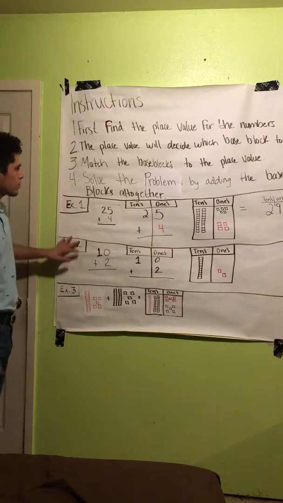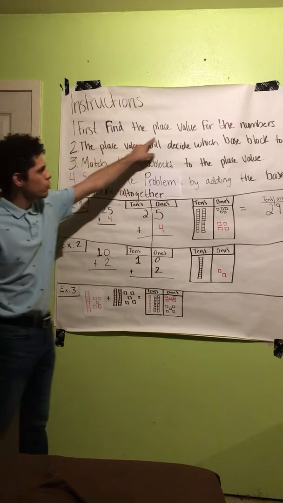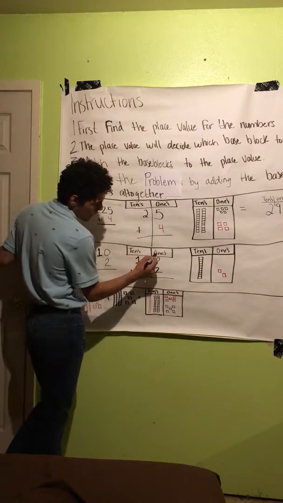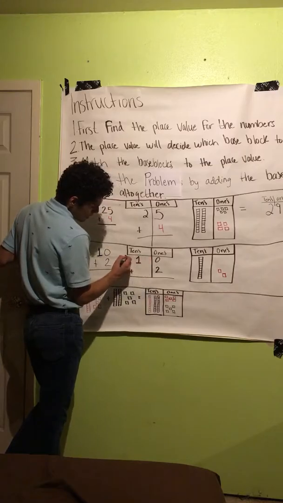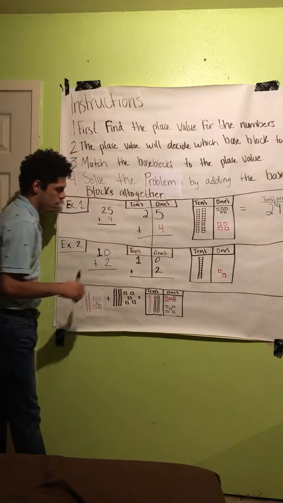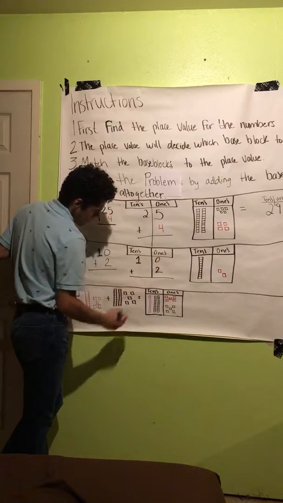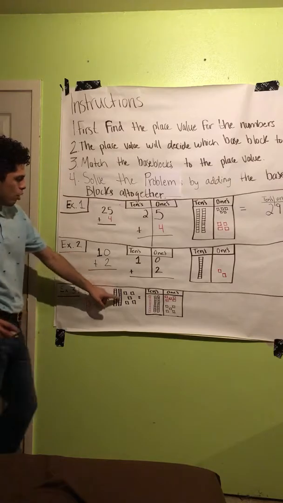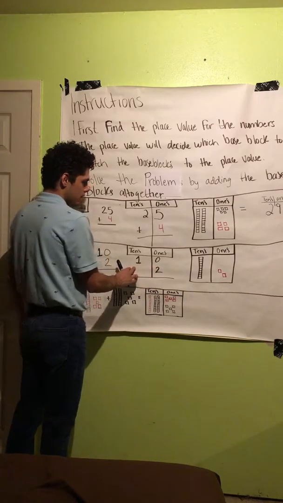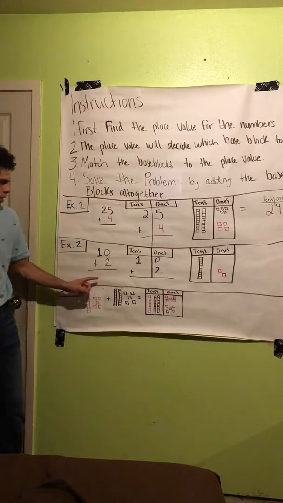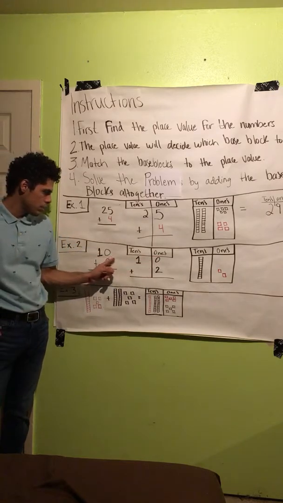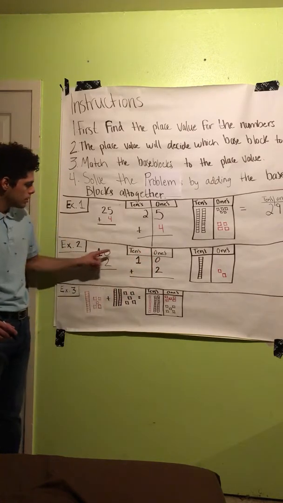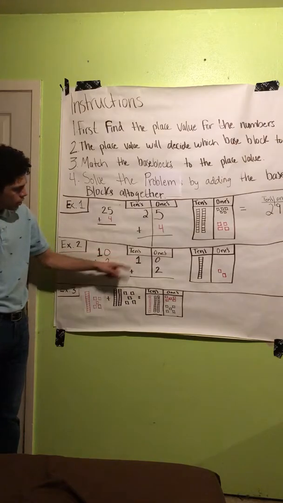My bad about that. So first, find the place values for the numbers. So 10 plus 2. So you're gonna write ones, put a line, tens. Alright, 1, 0. Then 2 is by itself, so 2 stays in the ones. Remember, you always start from right to left. So, ones, 0, 2. Tens, the only one in tens is 1.